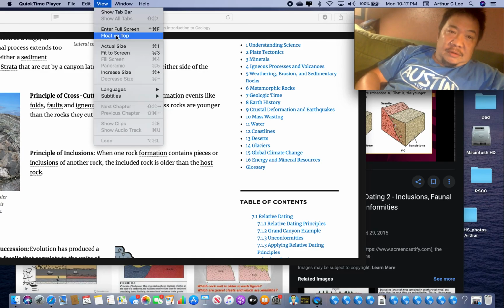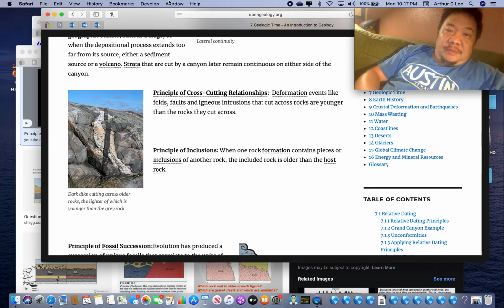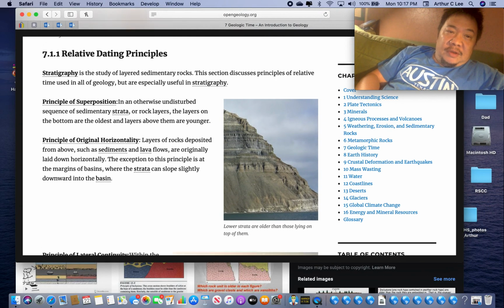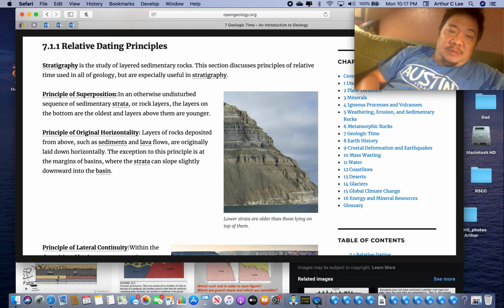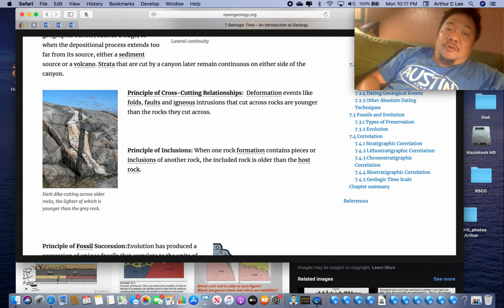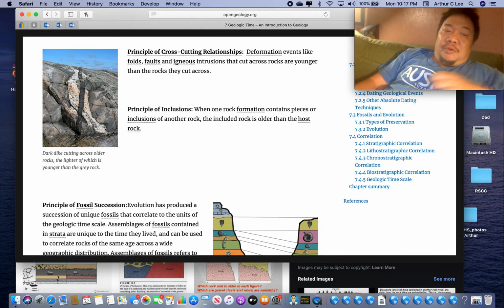So, bottom line is, we talked about the principles of superposition, original horizontality, lateral continuity, and cross-cutting relationships. Next one we're going to talk about is the principle of inclusions. And then I'm going to show you how to actually use this, because if you actually do this, you'll understand it a lot better.